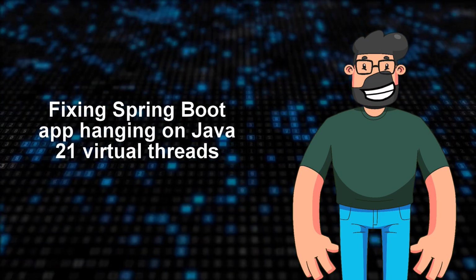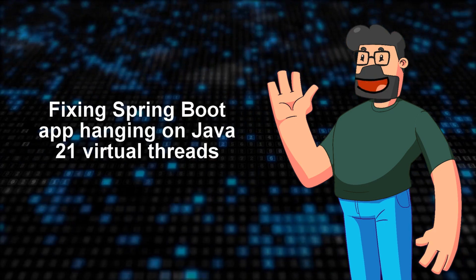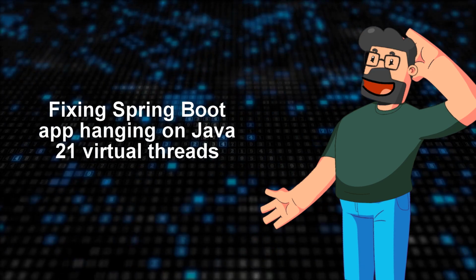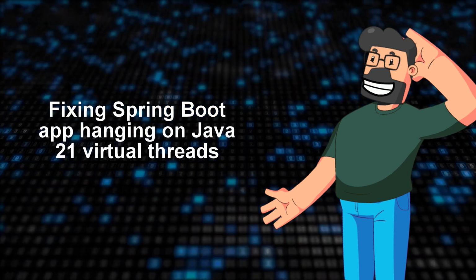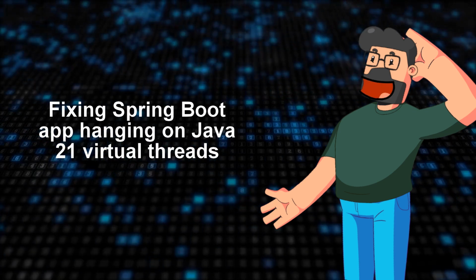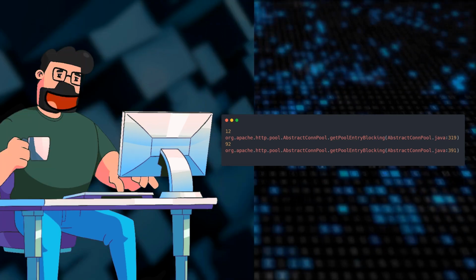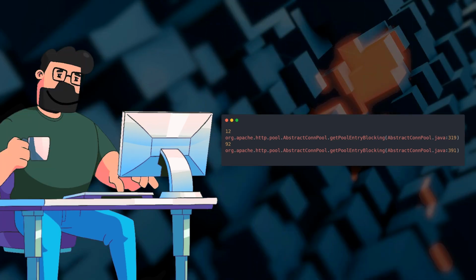We're diving into a common problem that can arise when working with Spring Boot applications, specifically related to performance issues with virtual threads enabled. The issue comes up when running a Spring Boot 3 application with virtual threads and encountering a potential deadlock scenario. Now let's talk about the solution to this problem.